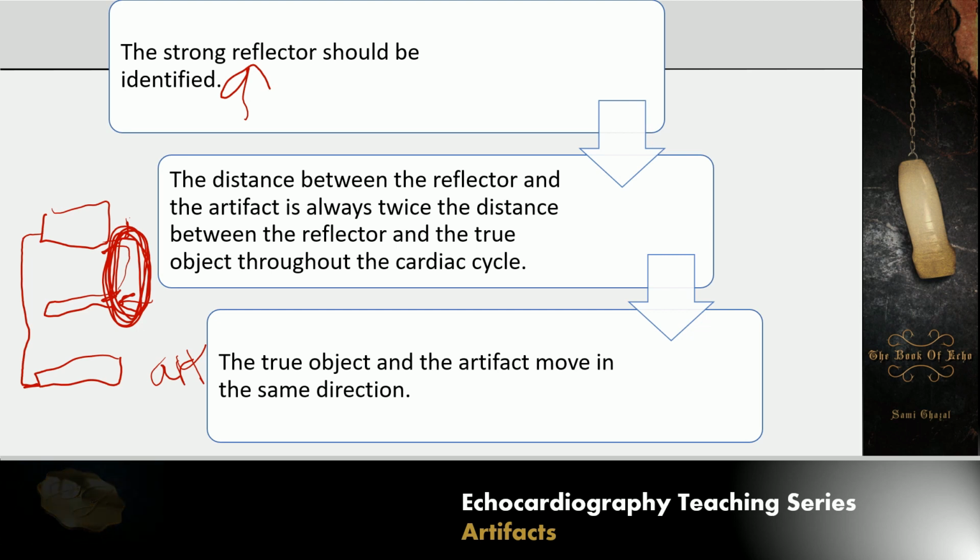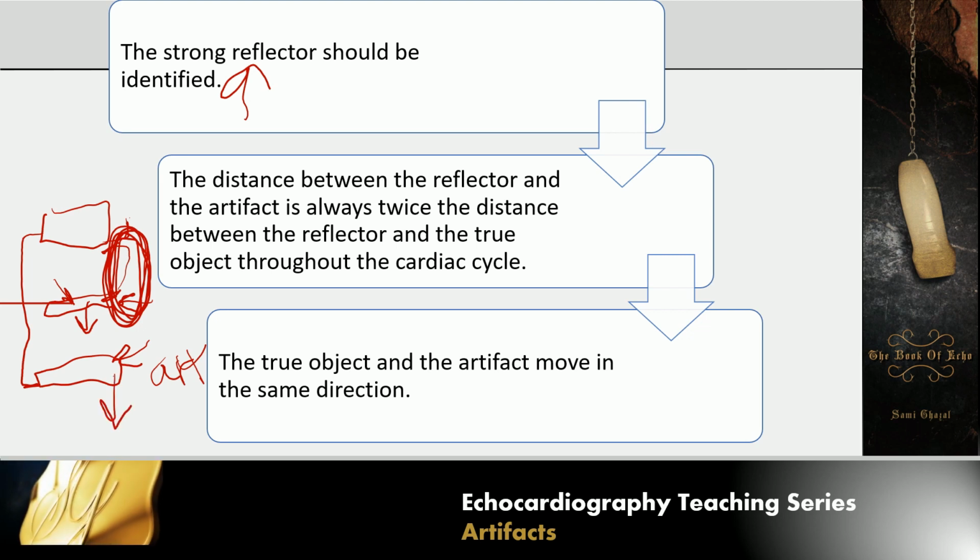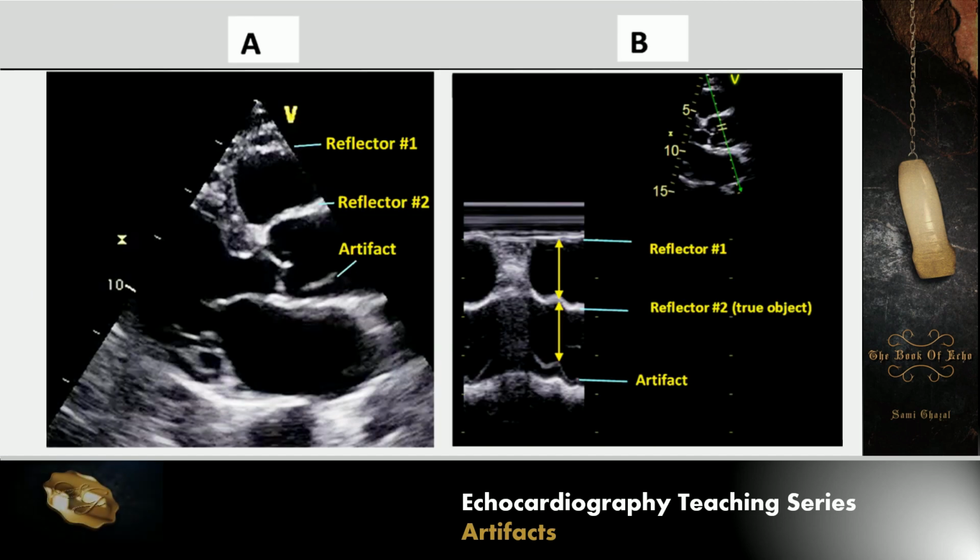And then the true object and the artifact move in the same direction. So if this is a moving object, if it moves down, then the artifact again will move down. Let's see an example that can explain more.